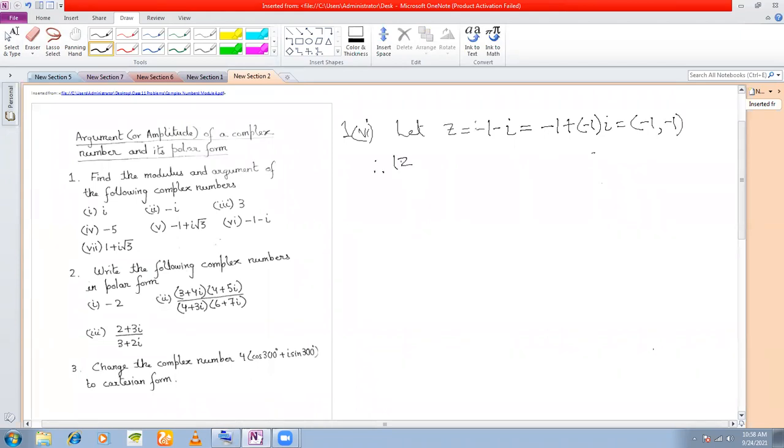Therefore, mod z is equal to the square root of (-1) square plus (-1) square, which is equal to √2. So the modulus of this is √2. Now let us proceed to find the amplitude or argument.